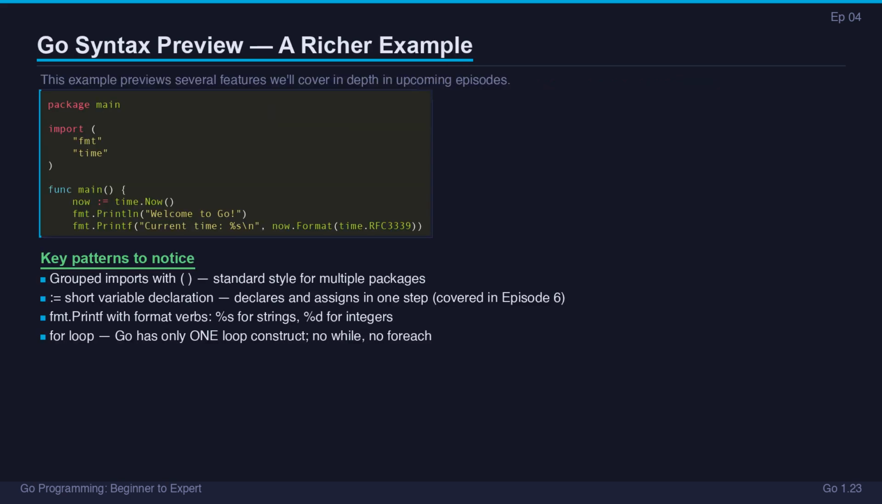Let's write something slightly richer to preview features we'll cover in detail soon. Notice a few things. We're importing 2 packages using a grouped import. The := operator declares and assigns a variable in one step. We'll cover this in depth in episode 6. fmt.Printf formats output using verbs like %s for strings and %d for integers. And the for loop. Go has only one loop construct, no while, no for each. We'll cover all of this soon. For now, run it and see what you get.